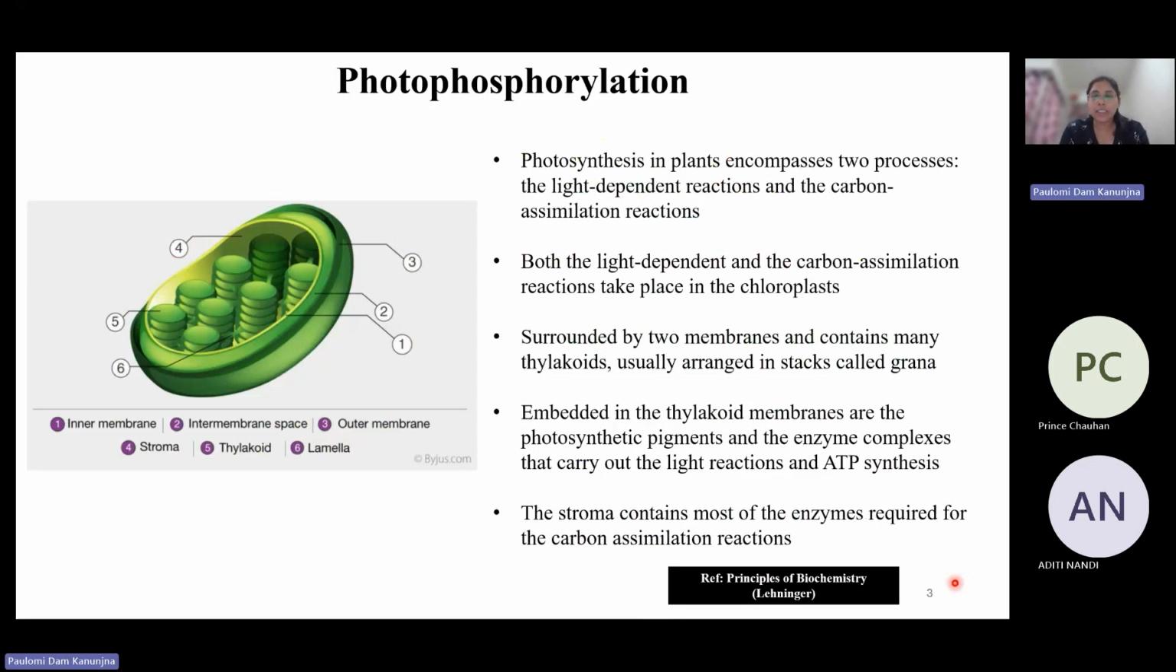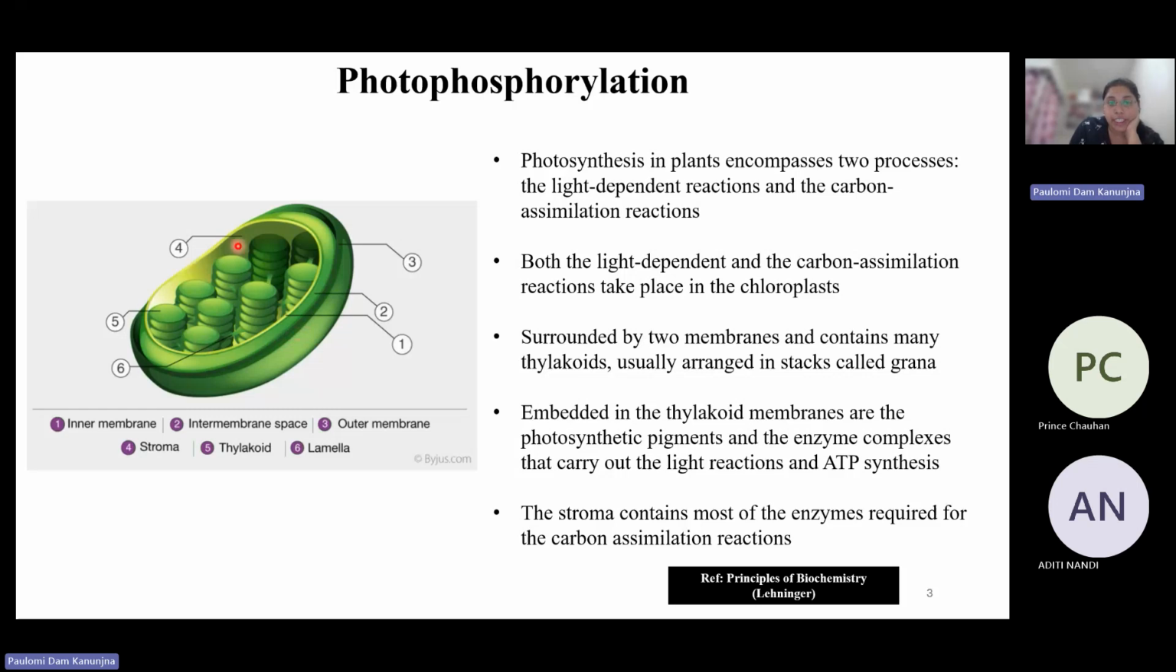And this chloroplast has both the light dependent and carbon assimilation reactions. Now, if you look into the structure of the chloroplast, you will see it is very similar to the mitochondria. You will see an inner membrane, this thin lining here. If you go towards its right, the third number marked here is the outer membrane. The second number marked is a membrane space between these. So this is the intermembrane space.